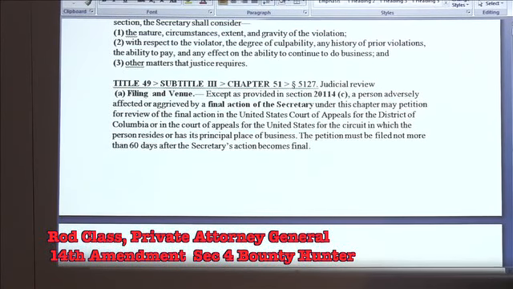These are the issues, ladies and gentlemen. Or in the Court of Appeals for the United States for the circuit in which the person resides or has a principal place of business. The petition must be filed not more than 60 days after the Secretary's action becomes final.